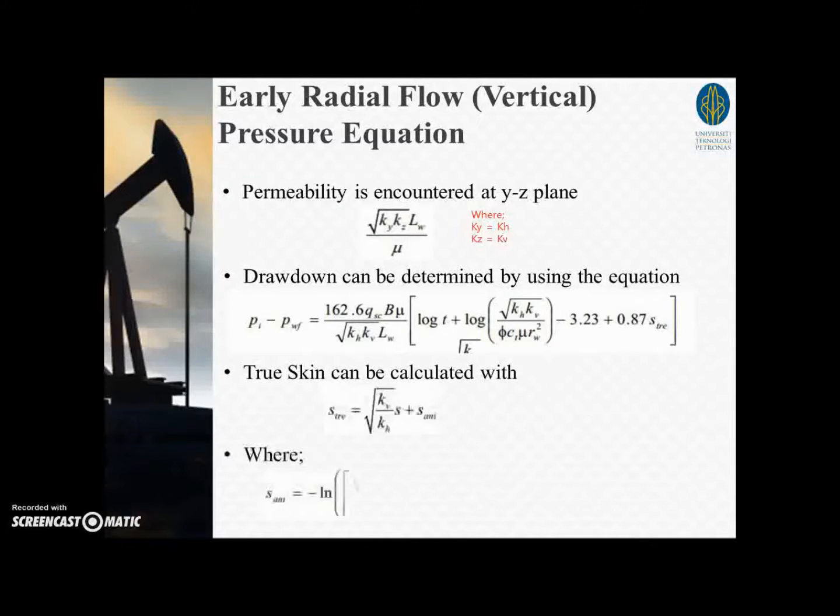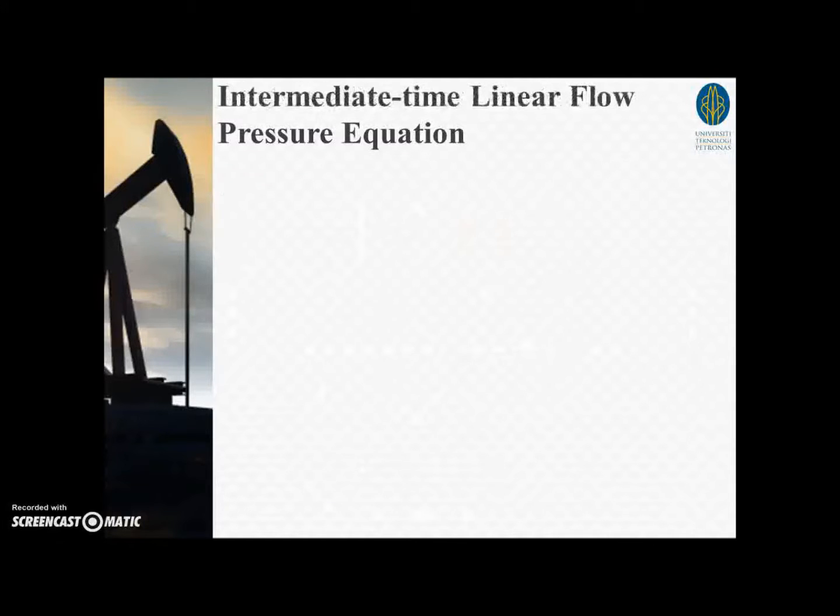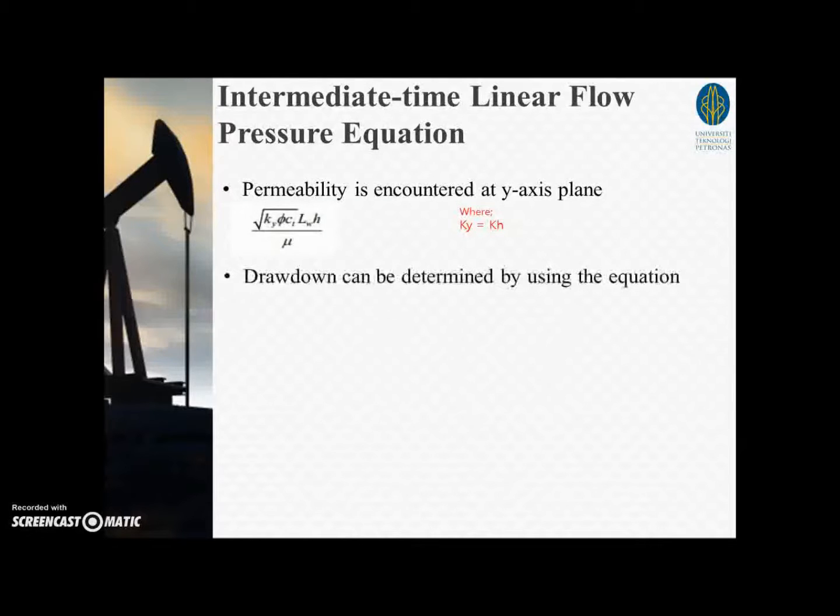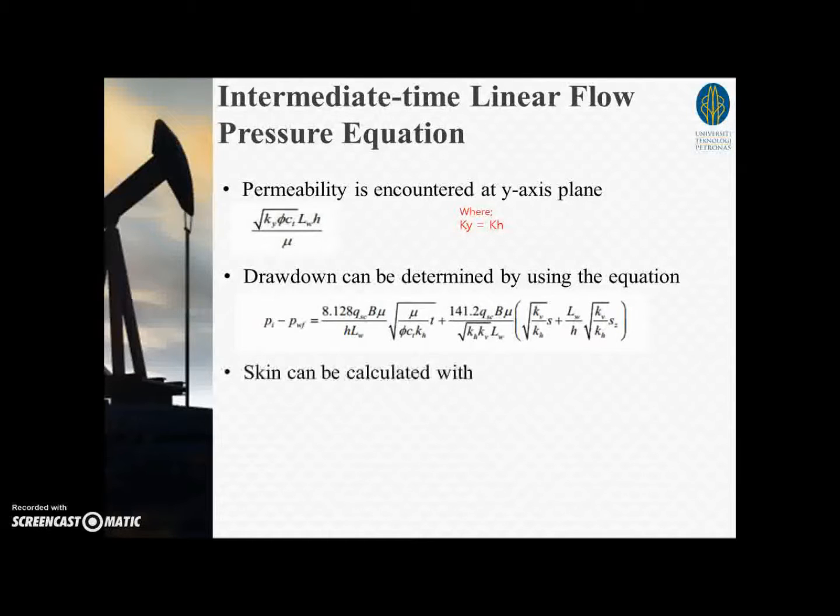For intermediate time linear flow, the second phase, permeability is only counted at the y-axis plane. As stated in the diagram, Ky is known as Kh. Drawdown can be further determined by using the equation as stated, and skin can then be calculated from the equation.